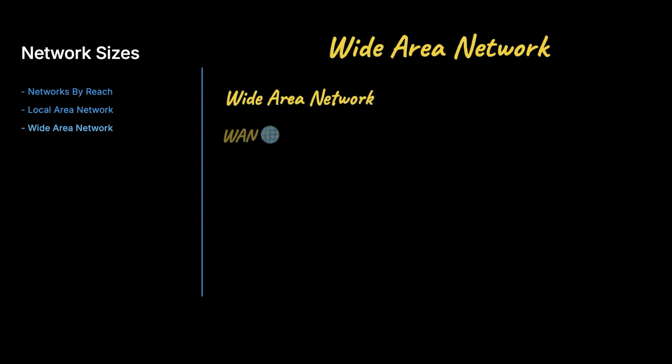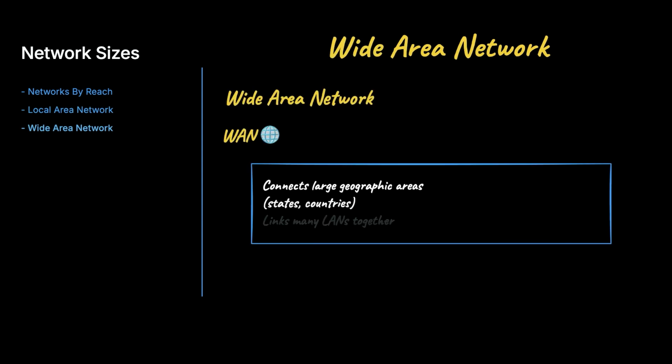Now let us go big with the wide area network, or WAN. A WAN connects a large geographic area like a whole state or country and links many smaller networks such as LANs together. The single best example is the public internet, the largest one of all. These distances mean WANs are usually leased from telecom carriers.